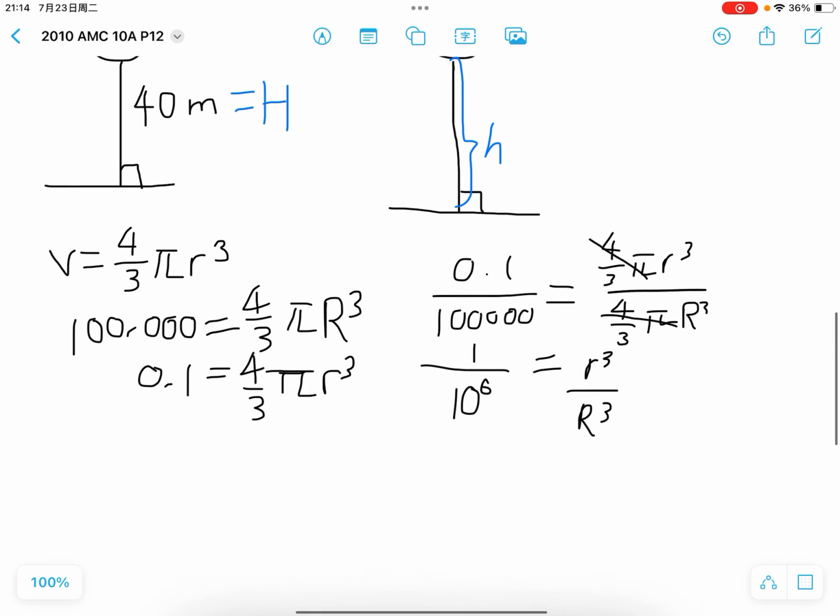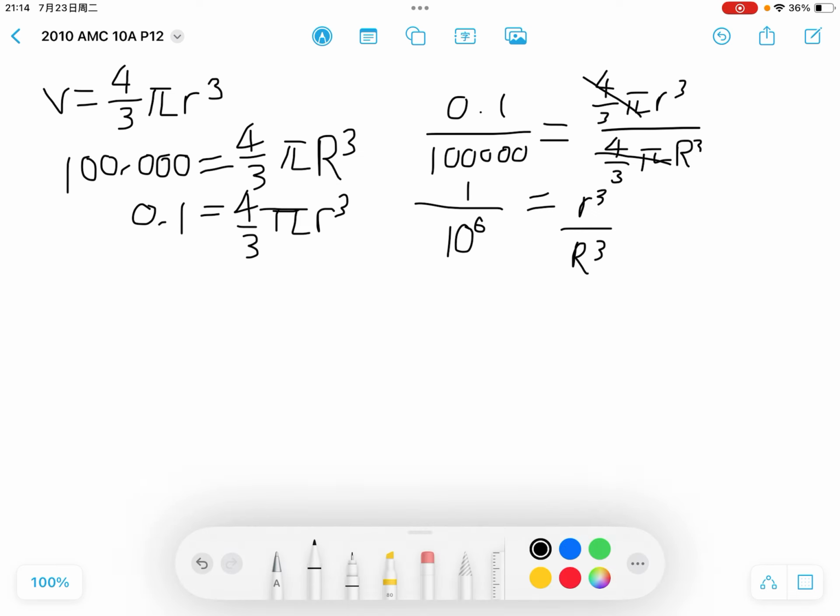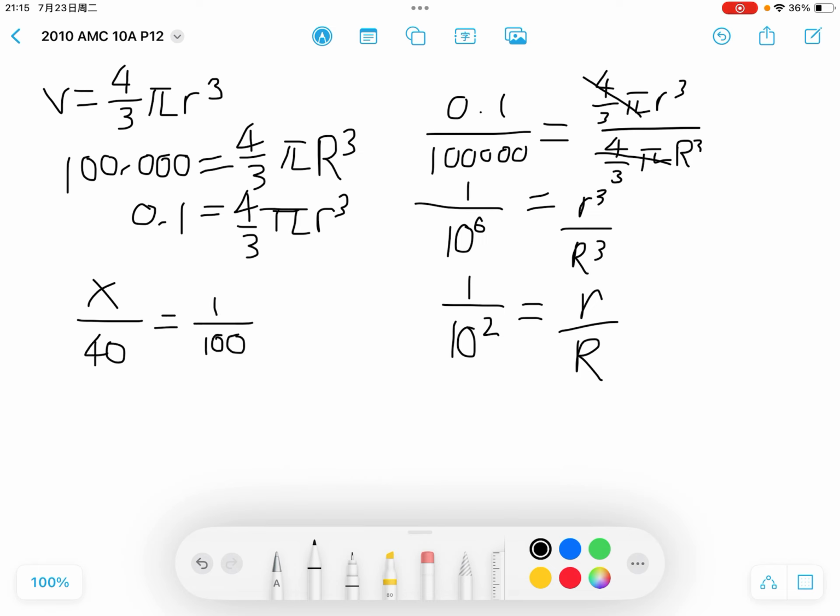If we take the cube roots of both sides of the equation, then we get 1/10 to the power of 2, which is the ratio of the length of small r to big R. So we have the proportion of lengths. If we plug in 40 for this length here, and say the height of the water tower model is x, then we have x over 40 is 1/100. So x is 40/100, which is 4/10, which is 0.4 meters.